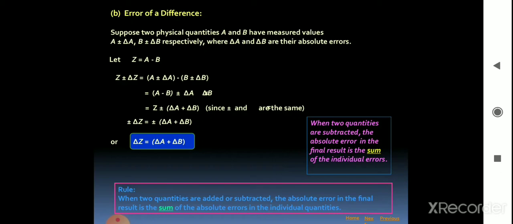As I said, the error of a difference and the error of a sum are considered as one rule of combination of error. So the rule is, when two quantities are added or subtracted, the absolute error in the final result is the sum of the absolute errors in the individual quantities. In both cases, the rule is the same.